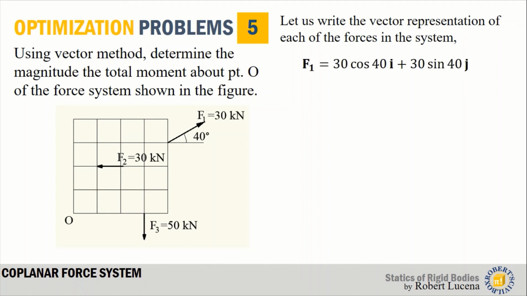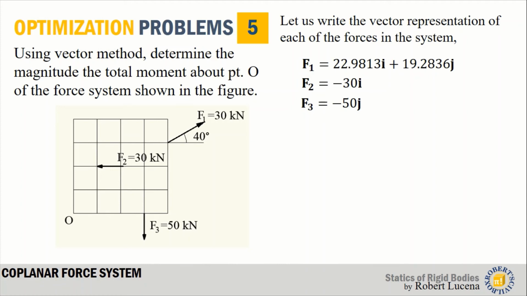To represent F1, we have its x component, that is 30 cosine 40 i, and its y component, that is 30 sine 40 j. Simplifying that, we get F1 equals 22.9813i plus 19.2836j. So there we have vector F1. Next, vector F2, we have negative 30i, and for vector F3, we have negative 50j.